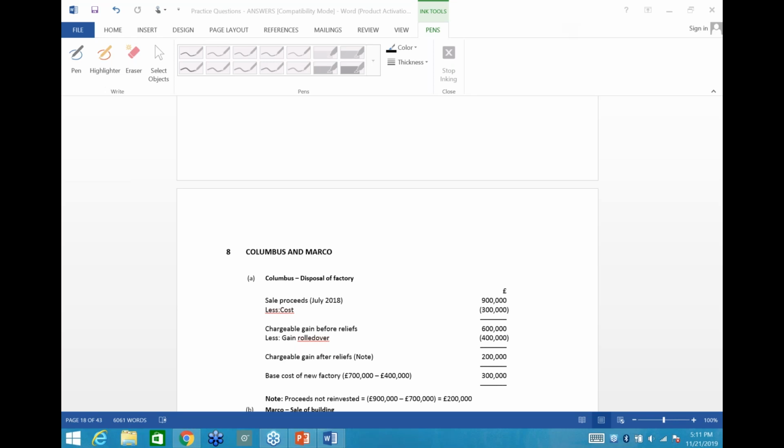For a company, when you use the terminal loss relief, you can carry back 3 years or 36 months, and it can be set off against the total profits before QCD.